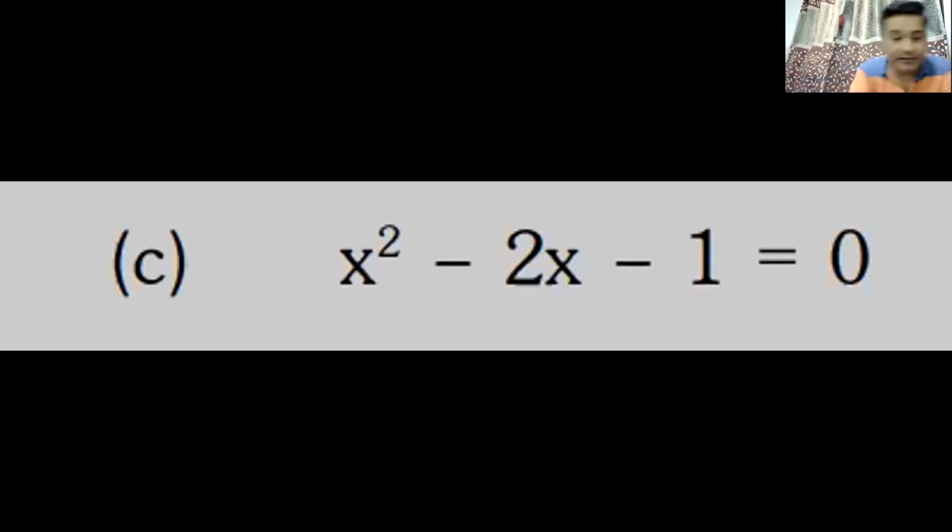So I'm waiting for answers from everyone. I'll give you time. No one is getting any answers. Saket has got an answer: 1 plus or minus root 2. Looks good. Satyabham has also got the answer: 1 plus root 2, 1 minus root 2, x1 and x2. Well done.